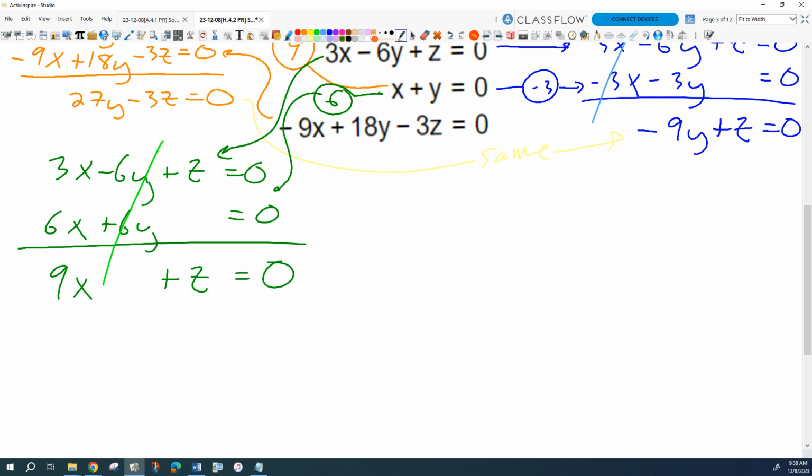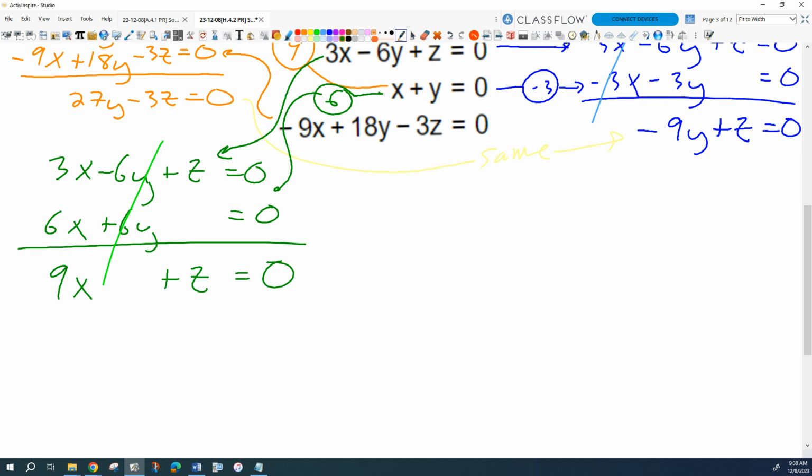The z's did not go away in either one of these two cases, right? I was able to get the y's to drop out or the x's to drop out, but the x's and the z's stayed here and the y's and the z's stayed here. So what's this telling me? It's telling me that I can compare x to z or y to z, but I can't get only one variable to remain in an equation ever. It never works in this case.